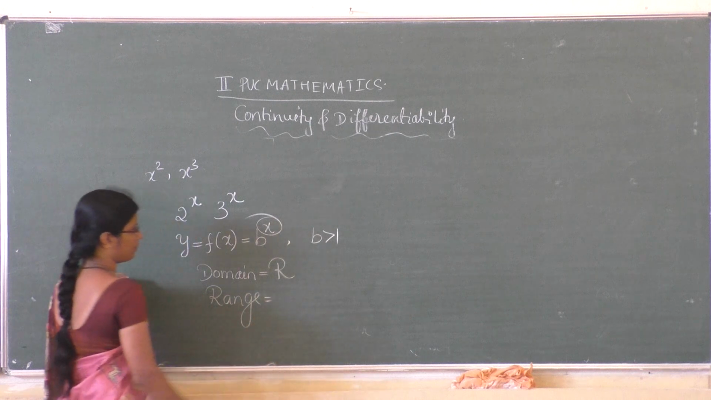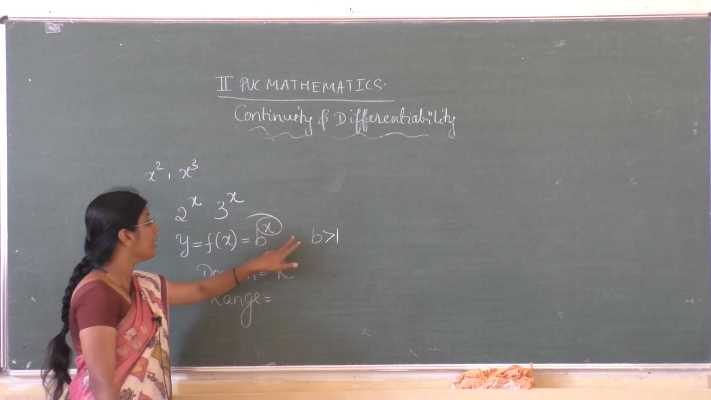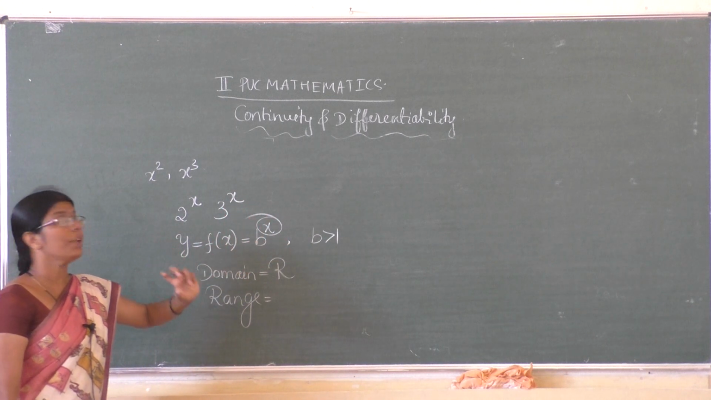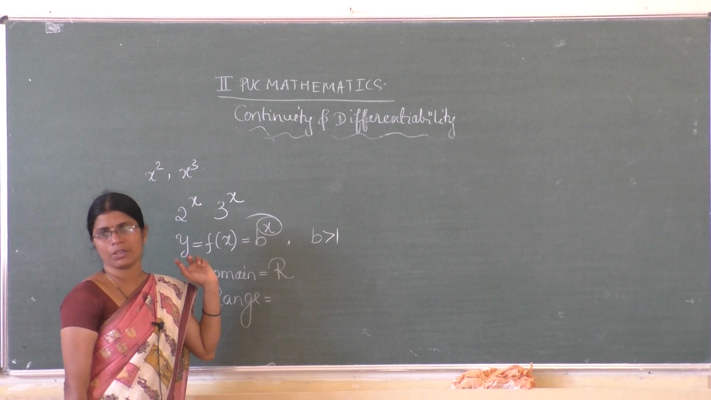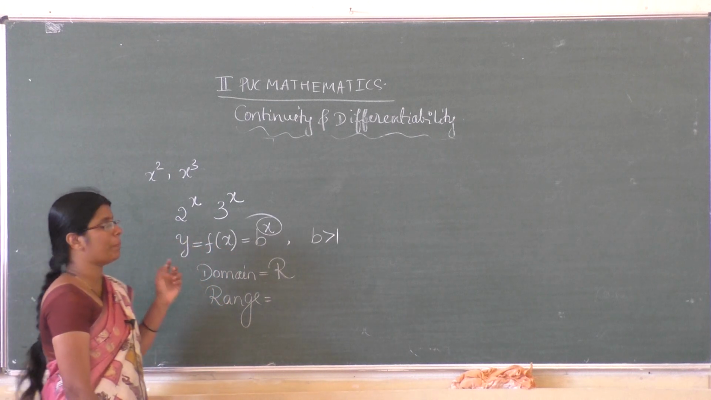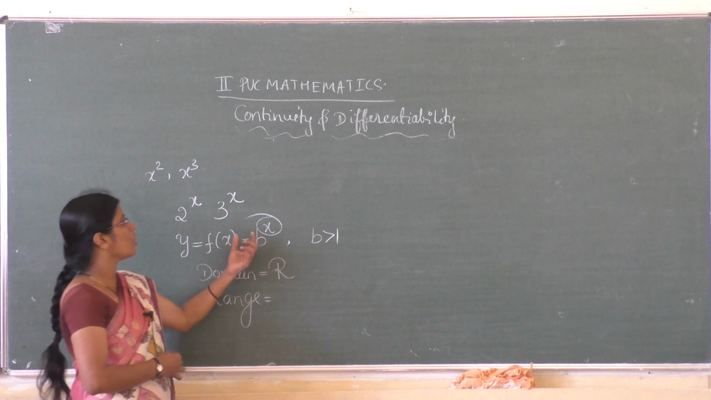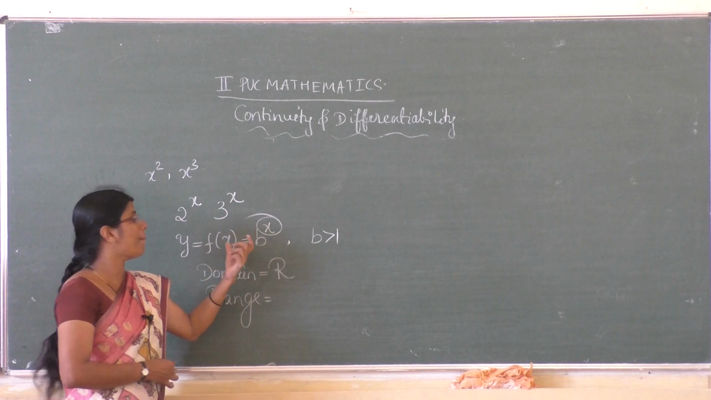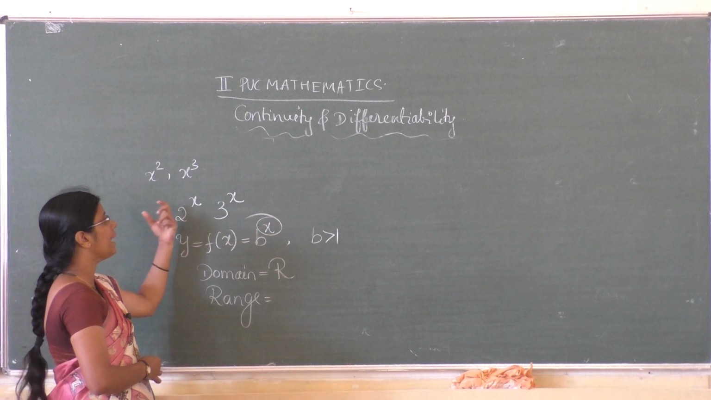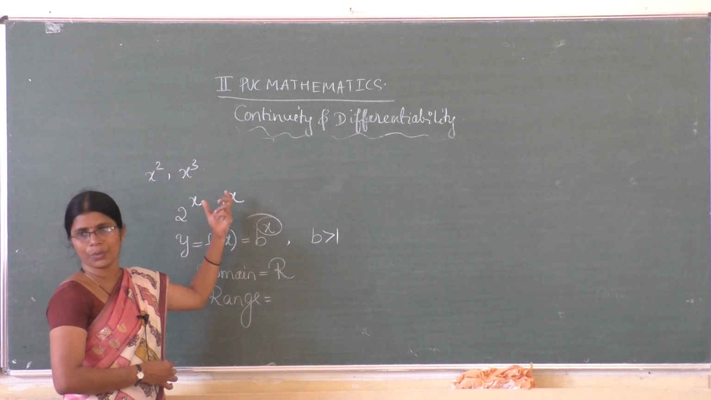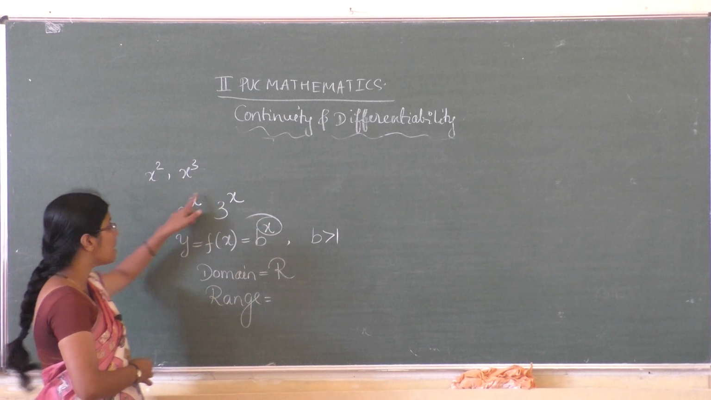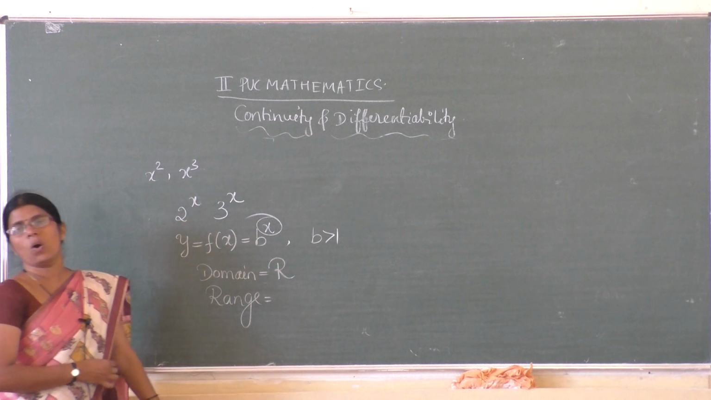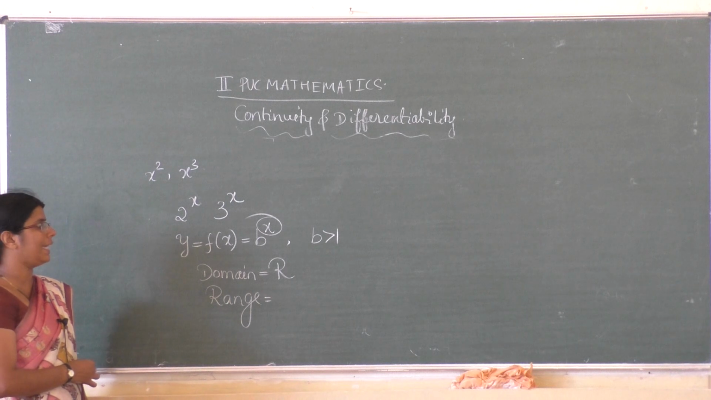What about the range of this particular function? Range you have to find. If x is taken as any real number, then what values are you getting for f of x, that is b to the power x? While solving this type of exponential function, you know the power, 2 to the power x, x may be negative, 0 or positive, any number. This number is always positive, that is b to the power x is always positive.